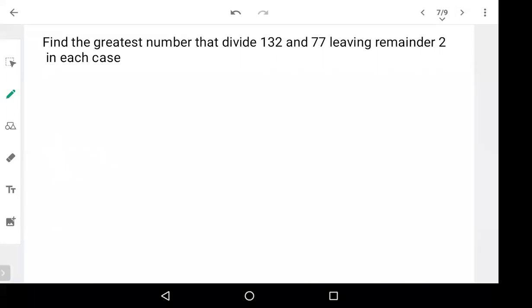Find the greatest number. For HCF, it is usually asked as greatest number. Find the greatest number that divides 132 and 77, leaving remainder 2 in each case. Now, what do you think is the first step that we are supposed to do?